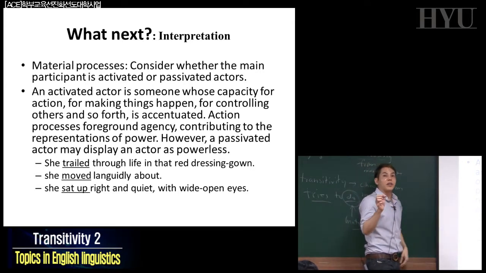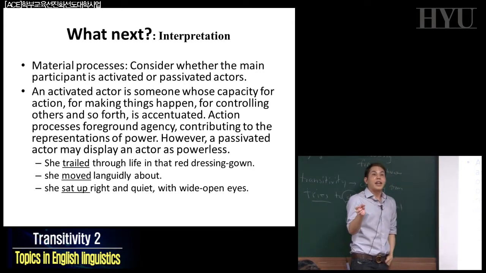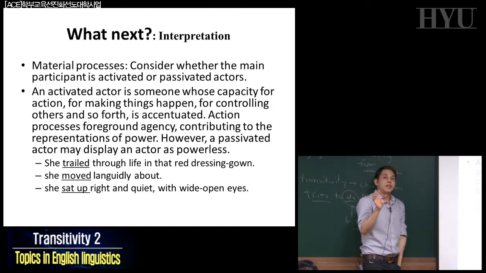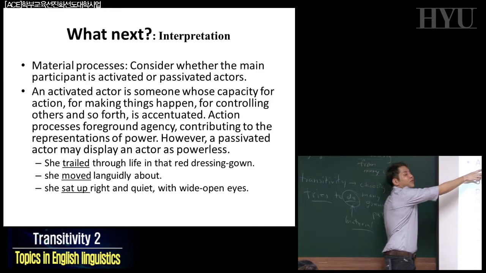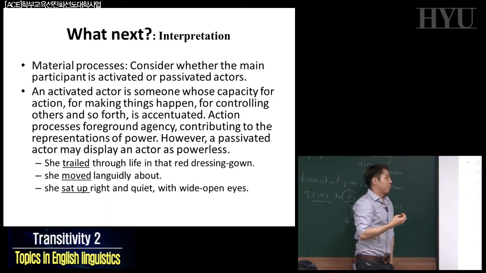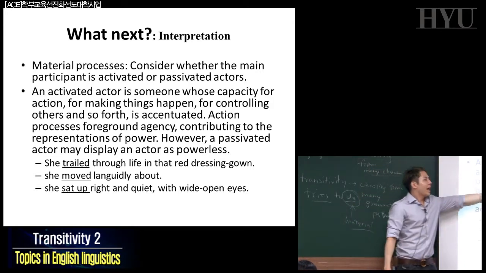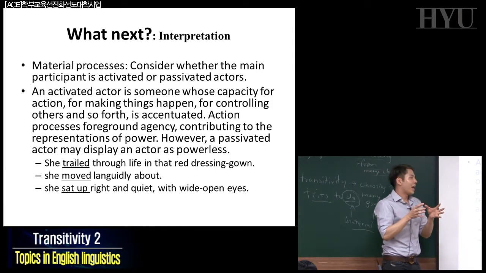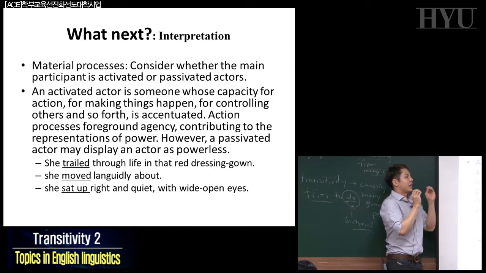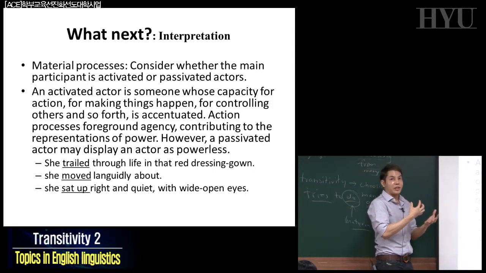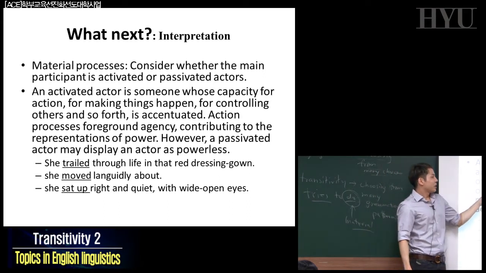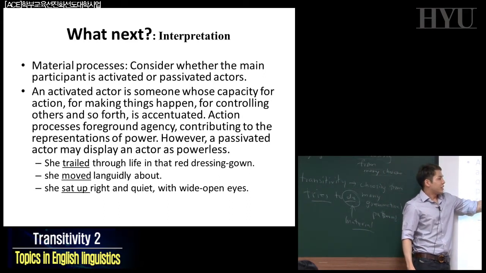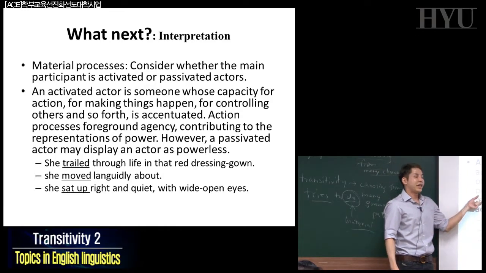An activated actor is someone whose capacity for action, for making things happen, for controlling others, and so forth is accentuated. Last week we looked at an example from Twilight, right? And we saw that Edward, who is the main participant, the male participant, is an activated agent there. He causes a lot of things to happen, right? So that's one example. So you highlight, you accentuate. Accentuate is to highlight. So you highlight the capacity or the power of that person, that agent, right? Action processes foreground agency and contribute to the representations of power.